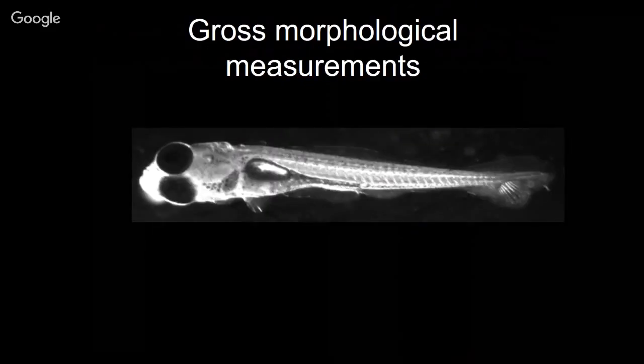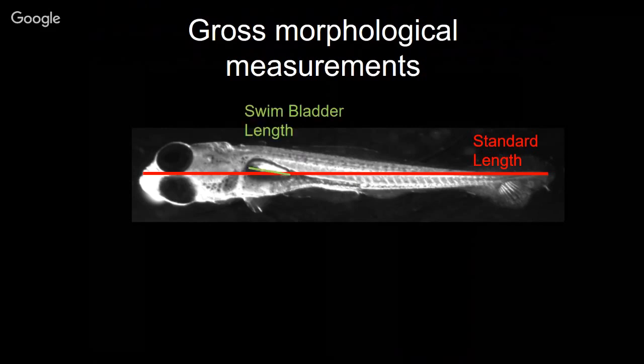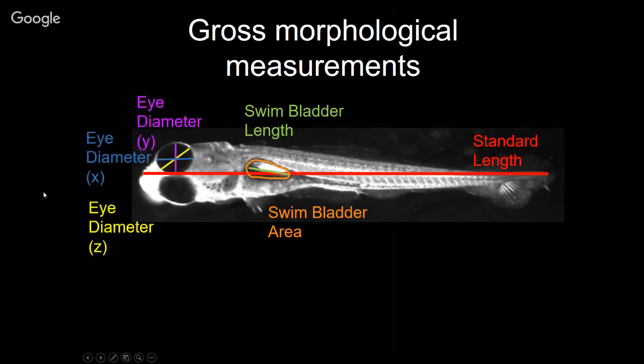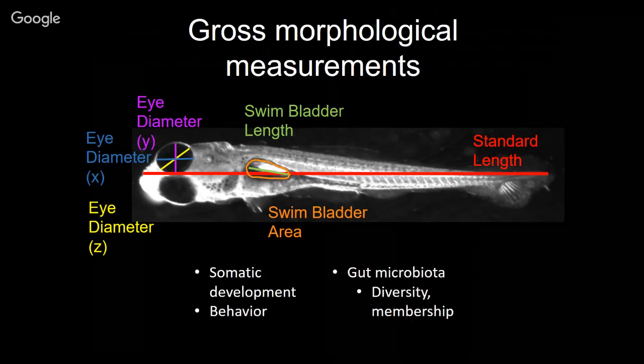But we also did gross morphological measurements. So this is just looking at their overall somatic development. We measured the length of the fish. We looked at the swim bladder length and the swim bladder area, because the swim bladder is important in the development of the fish. And then we looked at the eye diameter, and this is a measurement that's been used by other groups to determine if there are differences in development from one population to another.